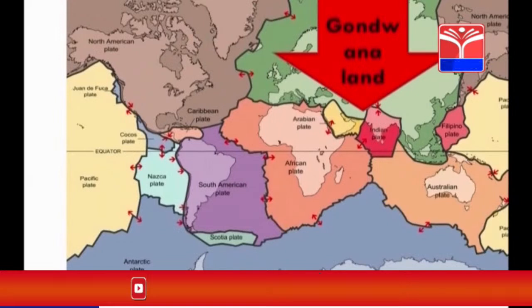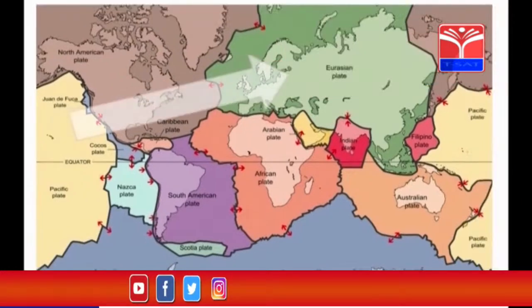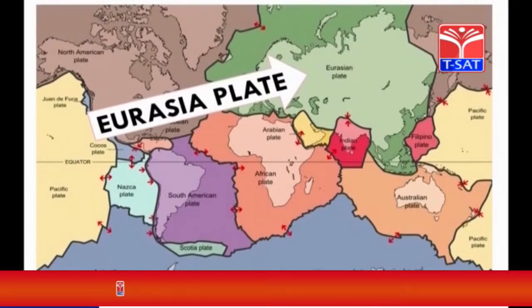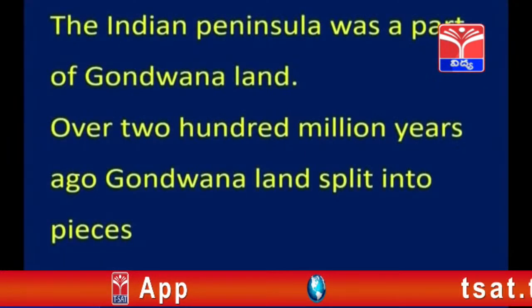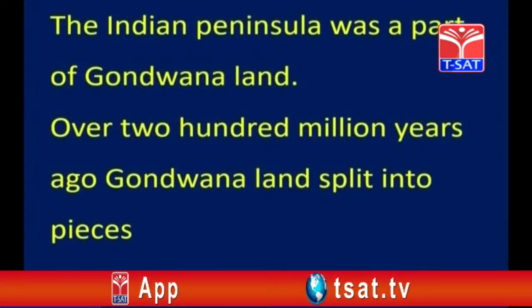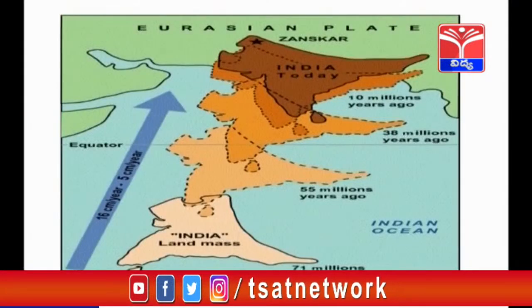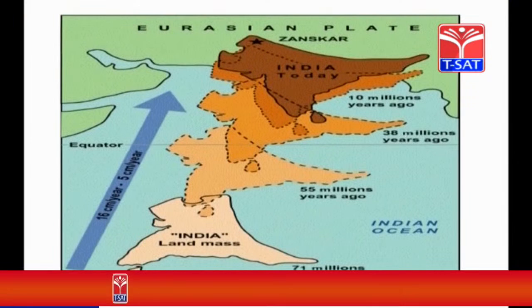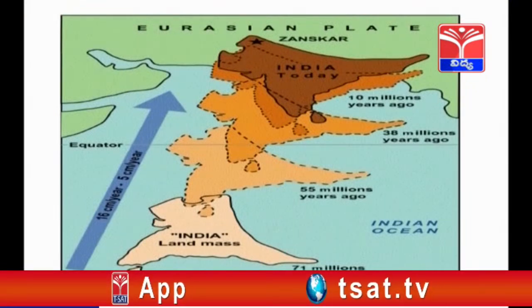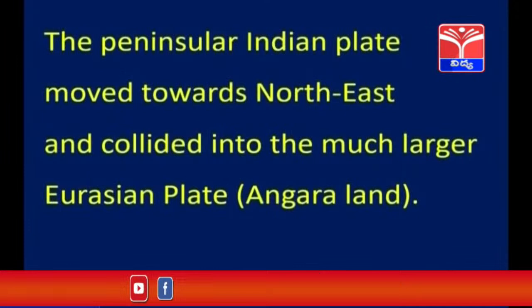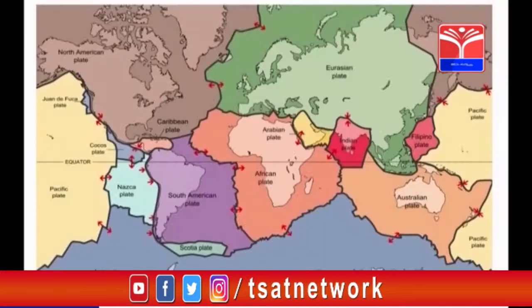Children, observe this land. And this is the Eurasian plate, which is towards the northeastern part of our Indian peninsula. The Indian peninsula was a part of Gondwana land. Around over 200 million years ago, Gondwana land split into pieces. In the map you can see the movement of the land towards the northeast side and collide with the Eurasian plate towards the north side, and collided into the much larger Eurasian plate, which we also called Angara land.